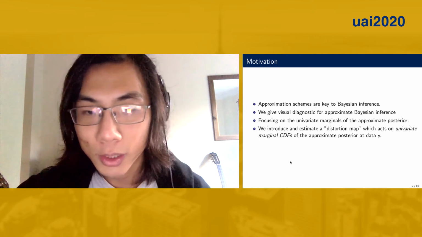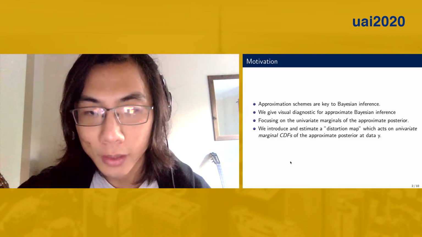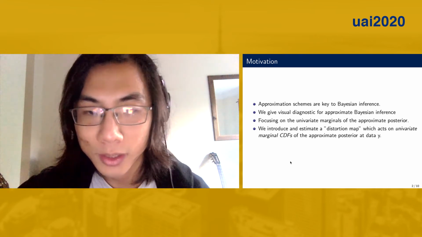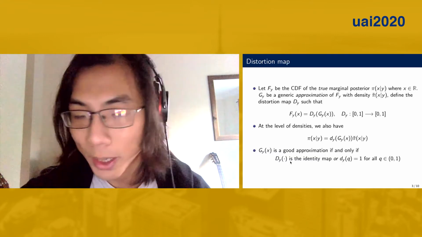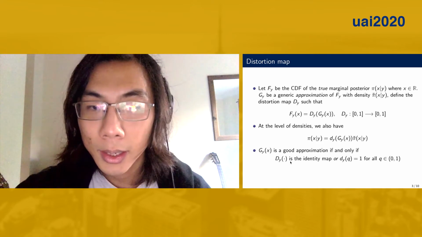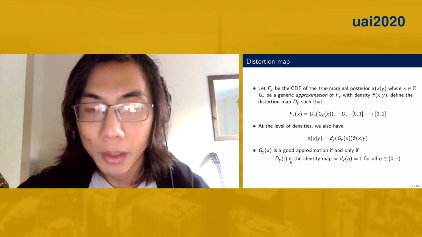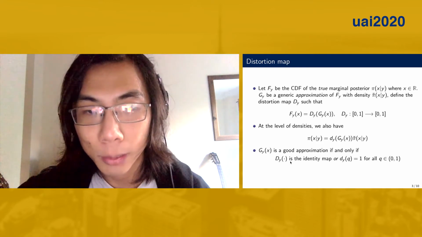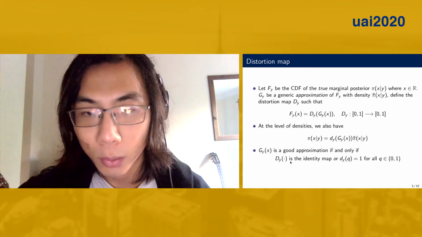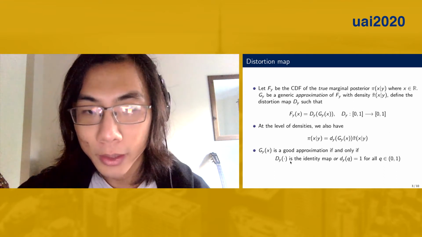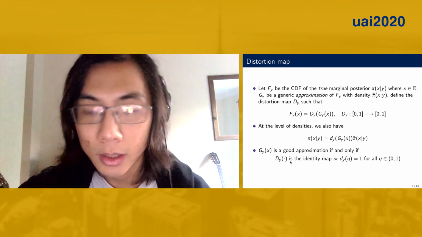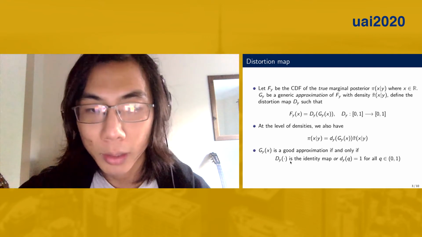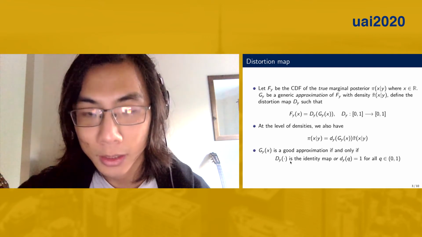We first introduce a distortion map, which is a function that acts on the univariate marginal CDF of the approximate posterior at a generic data point y. Let Fy and Gy be the marginal CDF of the true and approximate posterior conditioned on y. We define the distortion map Dy by this equation. This means for any parameter value x, the distortion map will bring the approximate probability to the exact.